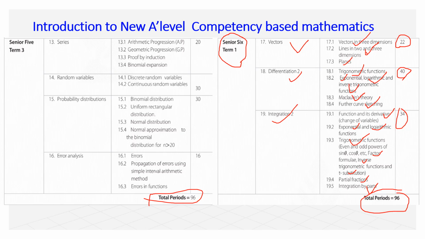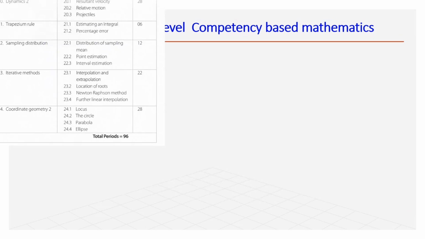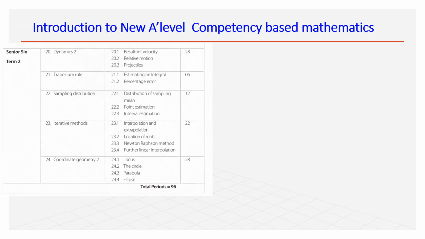So that will mark the end of the first term of senior 6, and then we shall move to the second term. The second term of senior 6 will be dynamics 2, and under this we will talk about resultant velocity, relative motion, projectiles, and this will take 28 periods. Trapezium rule will come in, and estimating an interval, then percentage error. This will take 6 periods.